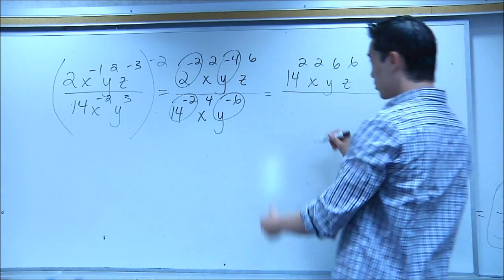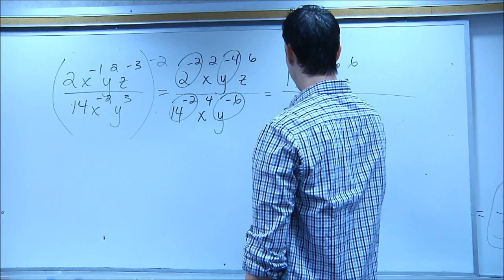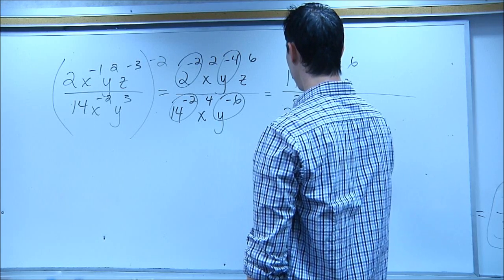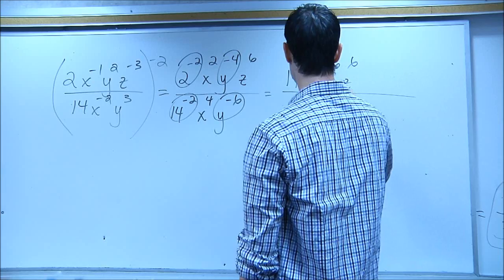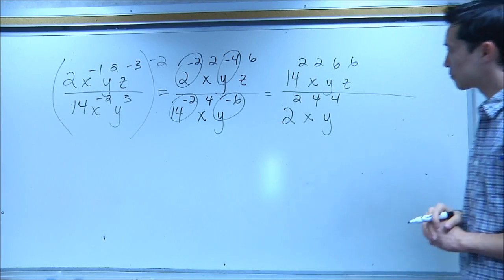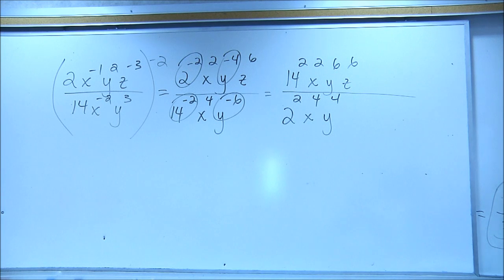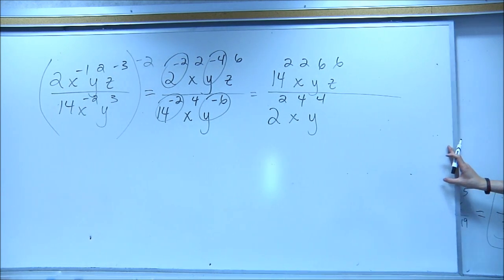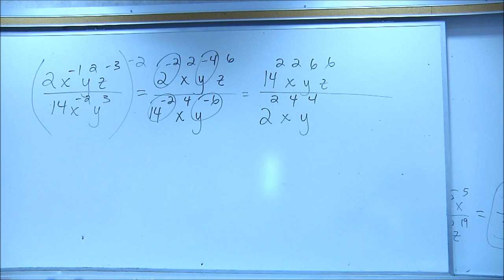I have a 2 squared that's going to come down. I already have an x to the 4th down there. I'm bringing a y to the 4th down. And I guess that's it. Did everybody get that for their next step? Okay?